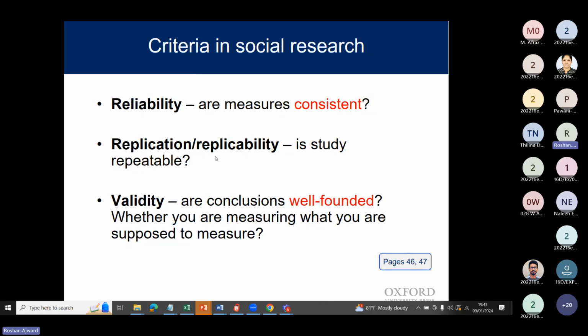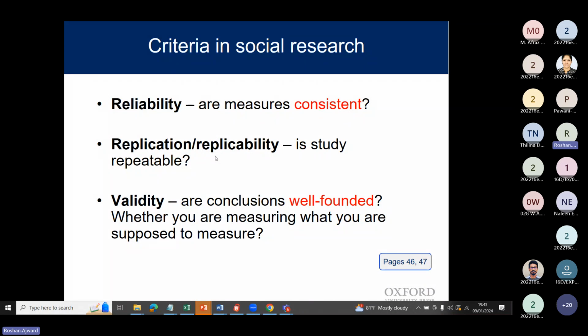So first, whether it's consistent, then the second criteria is whether it's repeatable. The third criteria is, are the conclusions well-founded? Right? That's validity. Whether the results that you get are well-founded, which is based on true facts. That's called validity.